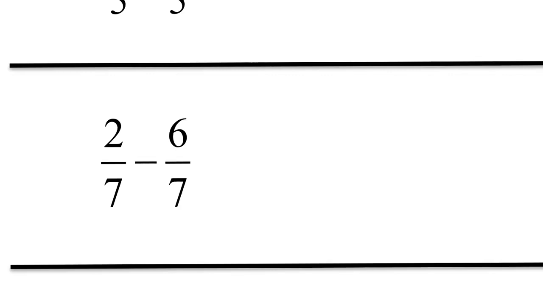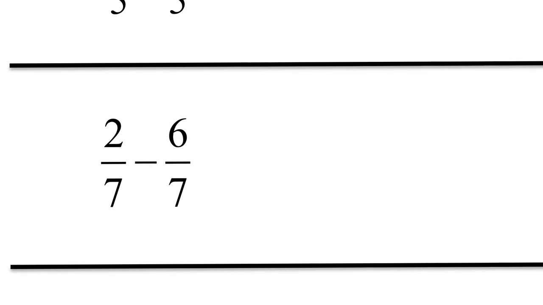So when you are adding or subtracting fractions, that's the first thing you need to look for. Do they have the same denominator? If they do not have the same denominator, that means that you have to find the lowest common denominator, LCD, in order to add or subtract. And that's what we need when we add or subtract fractions.